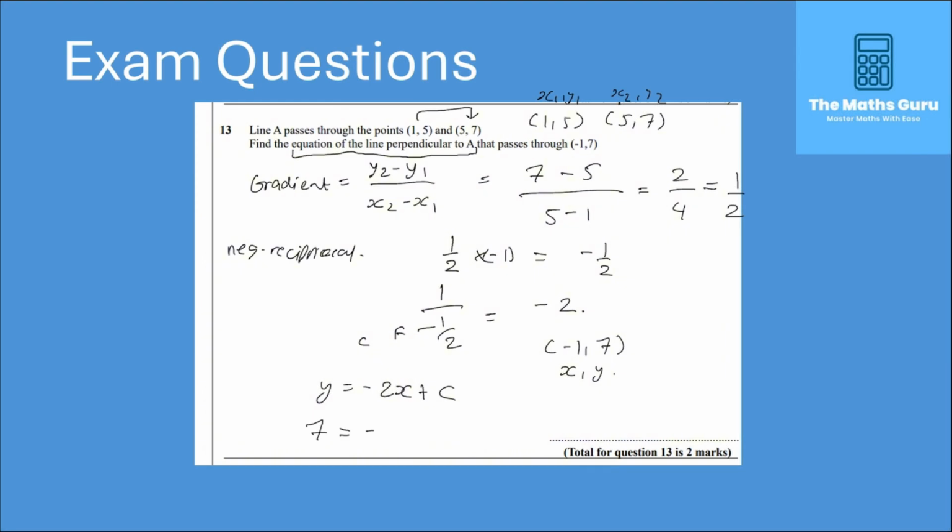And we get 7 is equal to negative 2 times our value for x, which is minus 1, plus c. So 7 is equal to 2 plus c. So c is equal to 5. Now our finished equation is y is equal to negative 2x plus 5.